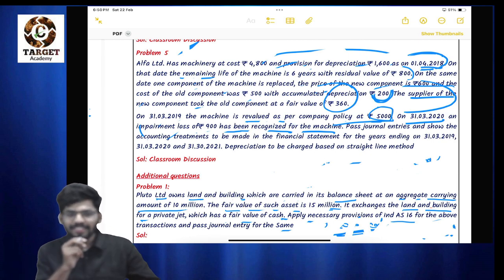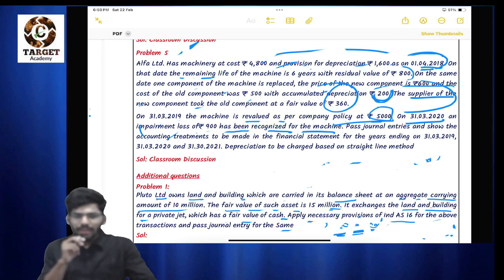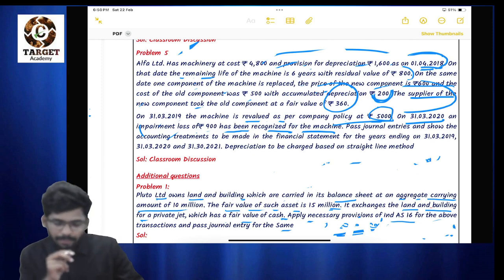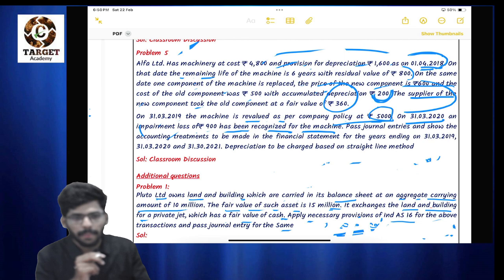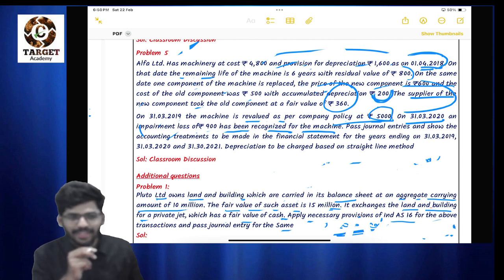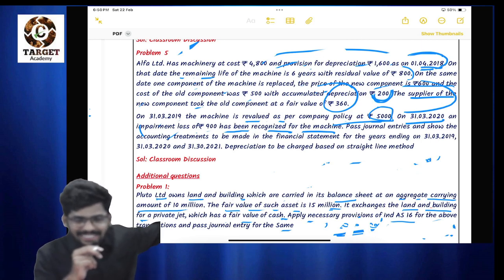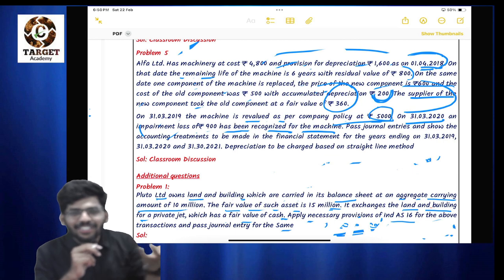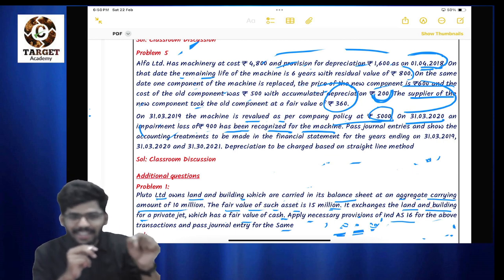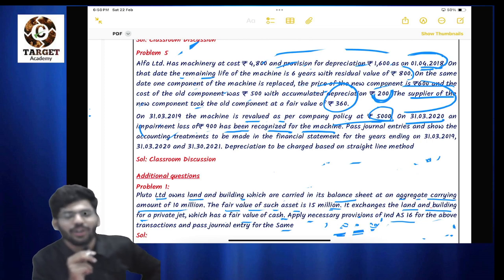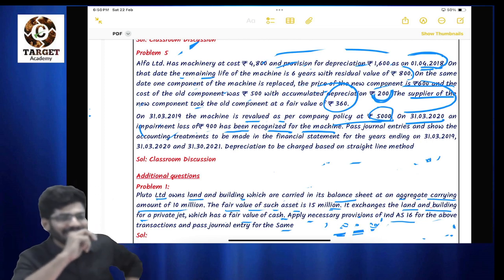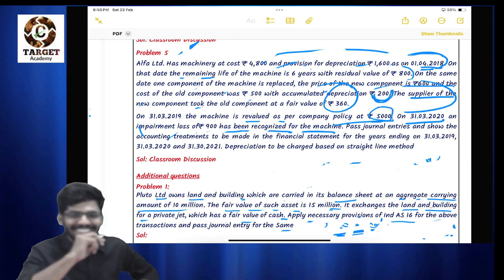Initially 1600. Okay, now in every year the asset will be shown at original cost only. Yes or no? Even at the first year ending the asset will be at 4800 only, not 3200, because we are maintaining the provision for depreciation account. Correct or not? Now tell me. I have given you one hint also. Please try.